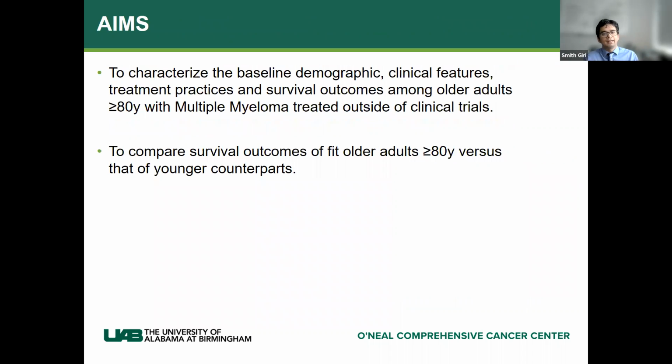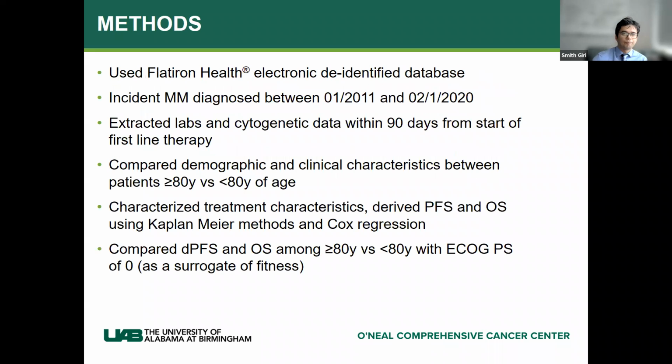So with that background in mind, our aim was to characterize the baseline demographic and clinical features, treatment practices, and survival outcomes of very old adults, 80 years and older, with multiple myeloma. Then we wanted to compare the survival outcomes of fit older adults, 80 years and older, versus younger counterparts. Again, we used the Flatiron electronic health database, identifying patients between 2011 and 2020 and extracting their labs and cytogenetic data. We compared baseline demographic and clinical characteristics between patients 80 years and older versus younger than 80 years, and computed their progression-free survival and overall survival using Kaplan-Meier methods and Cox regression.